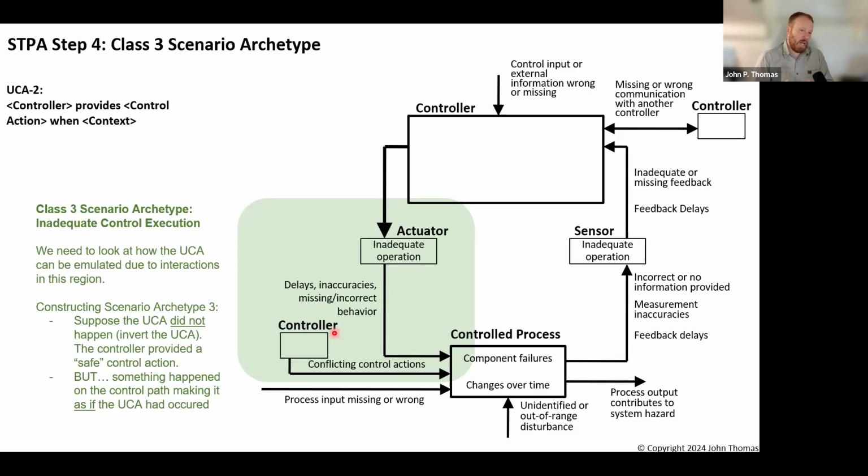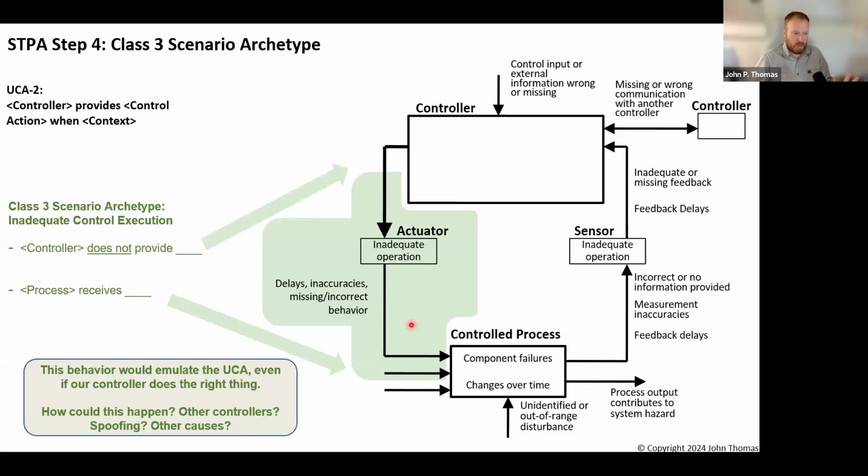How do we do this top down, right? How do we avoid just going one delta forward, one delta forward, one delta forward, and we branch a tree at every delta because that explodes? How can we manage the complexity a little bit smarter? Well, use the transfer function concept. We define a class 3 scenario archetype, and we say the controller does not provide some control action, but the process receives it anyway.